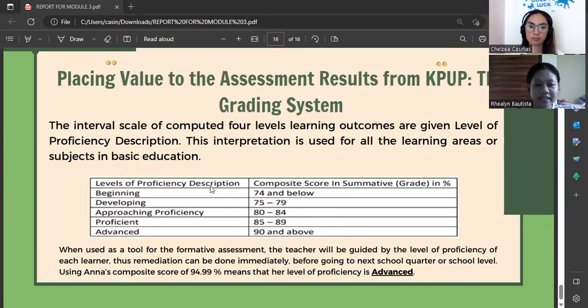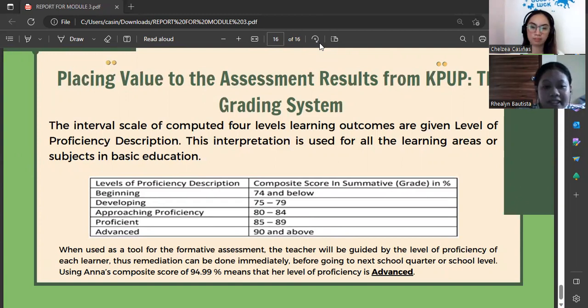Placing values to the assessment result from KPUP, the grading system. The interval scale computed for levels of learning outcome are given level of proficiency description. This interpretation is used for all learning areas or subjects in basic education. So ito yung mga levels of proficiency description: beginning, developing, approaching proficiency, proficient, and advanced.